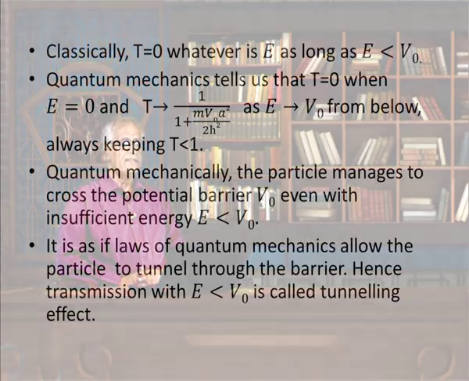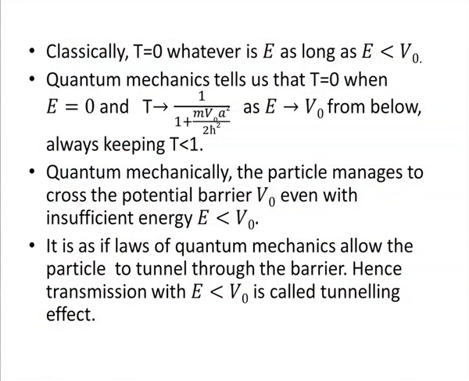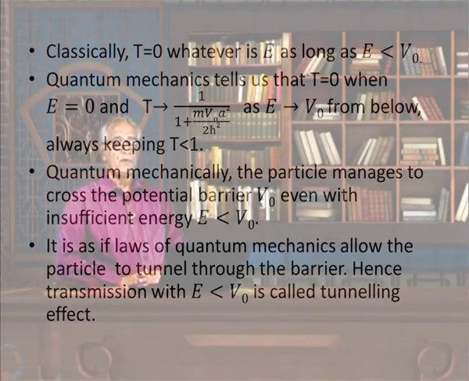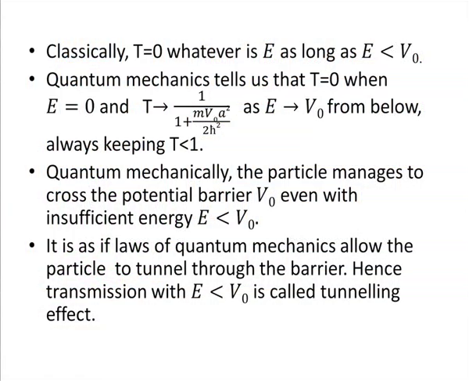Now, we discuss these relations. Classically, T is equal to 0 whatever E is, as long as E is less than V0, because if energy is less than the potential barrier height, then it will not be able to cross the barrier as far as classical physics is concerned. But quantum mechanics tells us that T is equal to 0 when E is equal to 0, and T tends to 1 over 1 plus m V0 a square by 2 h bar square as E tends to V0 from below, always keeping T less than 1.